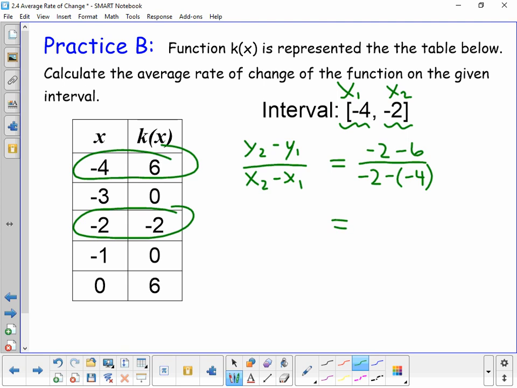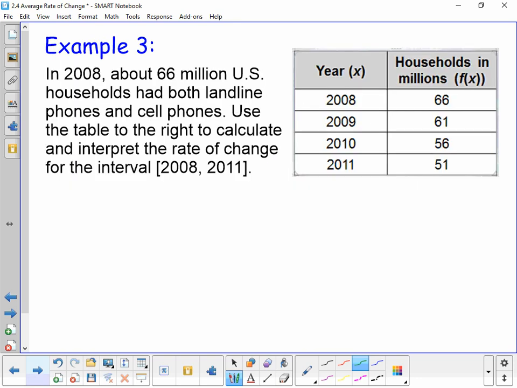Careful with your negatives. So we get -8 divided by 2, which simplifies to -4. So for this function k of x over this interval from -4 to -2, it is on average decreasing pretty quickly. -4 is a pretty rapid decrease. Okay, one more from a table.